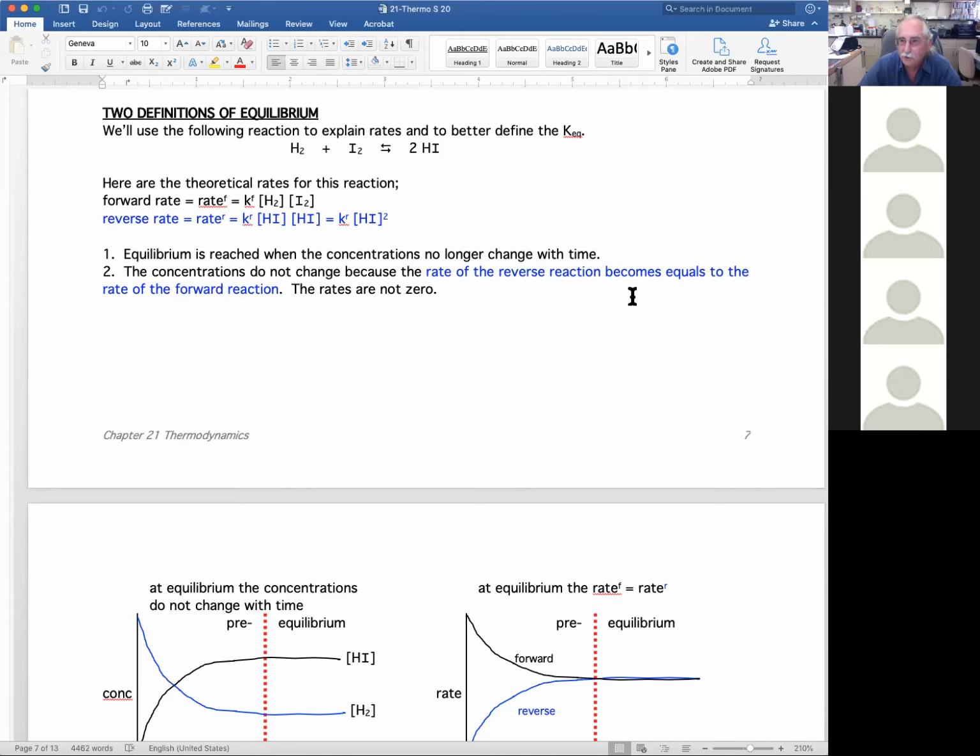So here's a couple definitions of equilibrium. So here's time versus concentration. If we look at the beginning, we have hydrogen and iodine. We don't have any hydrogen iodide yet, right? So we look at the concentration of hydrogen iodide at 0. And as the reaction proceeds, that increases to a certain point. And at that point right here, the concentrations no longer change. So this is pre-equilibrium and this is at equilibrium.